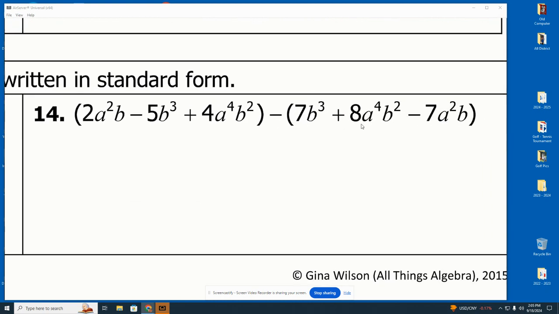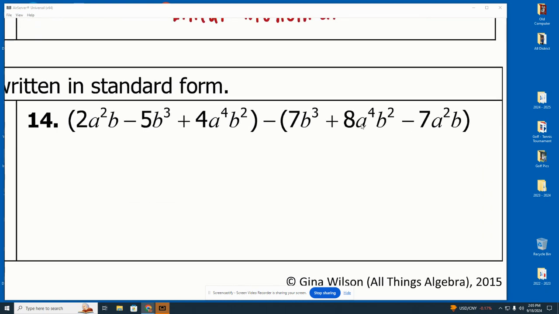Number 14. Again, you see multiple variables here, so I'm going to do it alphabetically. I've got a's and b's, so a's come first, and that's my biggest one. So it's going to be 4a to the 4th, b squared. My next biggest a is right here, a squared, so that's positive 2, a squared b. Then I've got this minus 5b cubed. There's my standard form for this one.